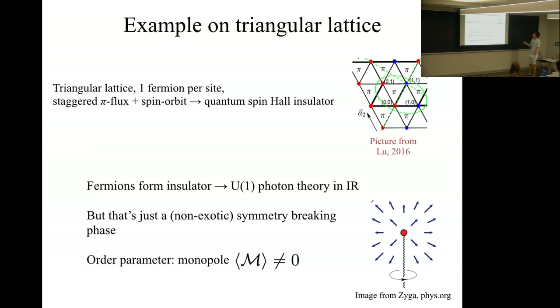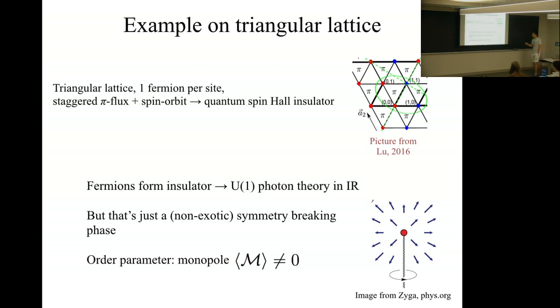So I take a triangle lattice. I have a spin-half fermion hopping on it. I have one fermion on average per site, so that's half filled. I have a staggered pi flux pattern on this triangle lattice, meaning there's a pi flux in every downward triangle and no flux on the upper triangle. And then I add some spin orbit coupling. Eventually what I get is something known as a quantum spin Hall insulator.